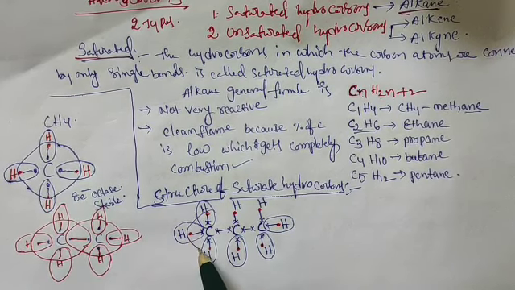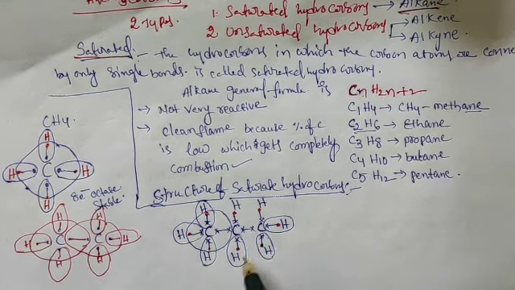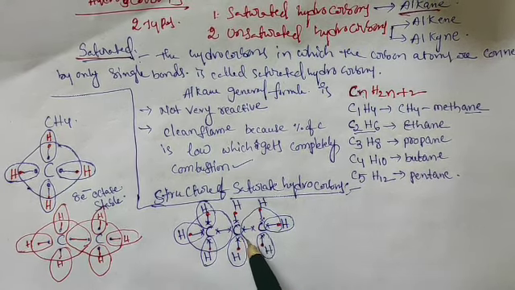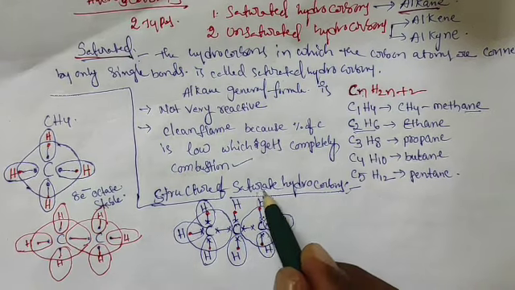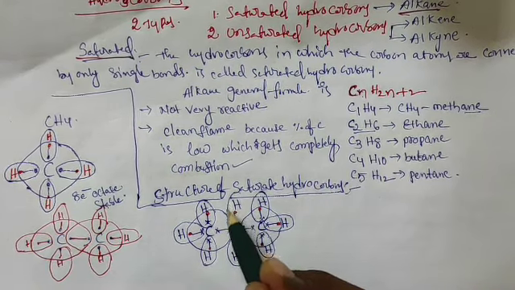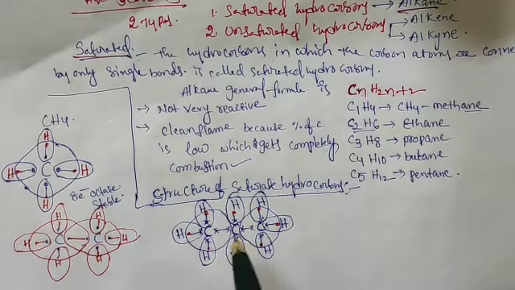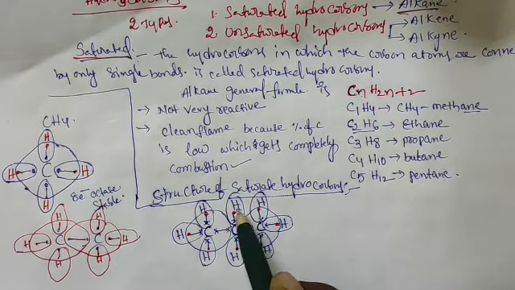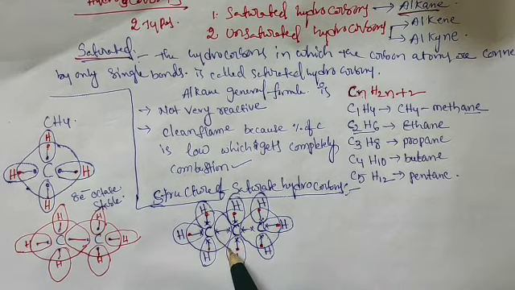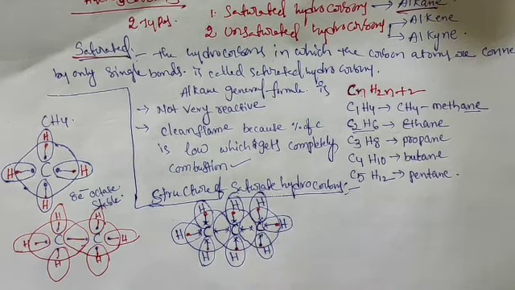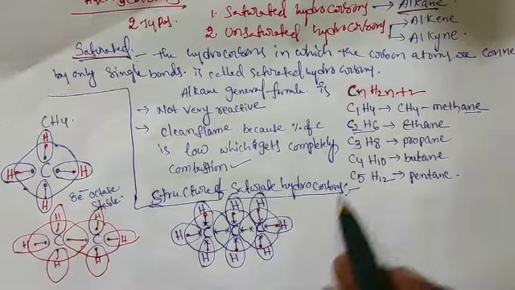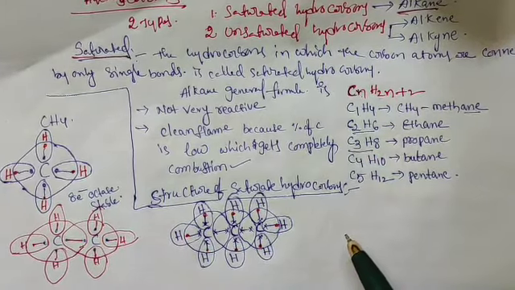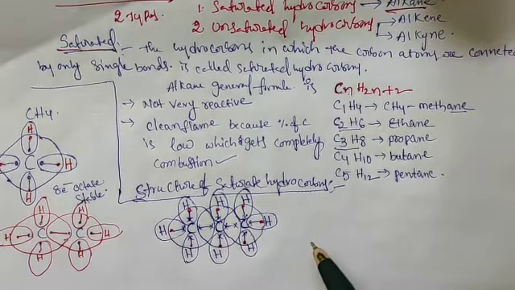Now this carbon has 8 electrons, this carbon also has 8 electrons. This hydrogen 2, this hydrogen also 2. The middle carbon has 1, 2, 3, 4, 5, 6, 7, 8. So we want to write like this. So this is the propane structure.